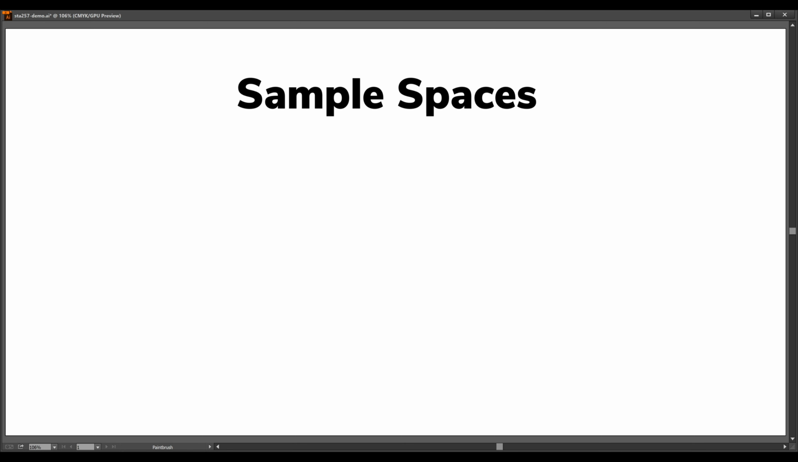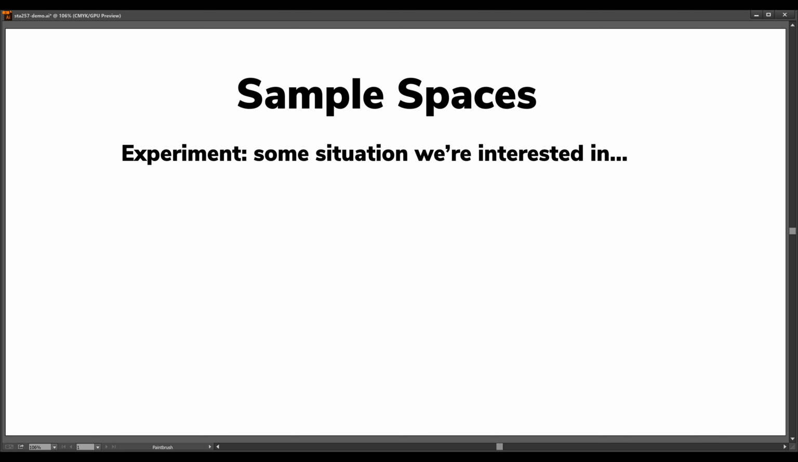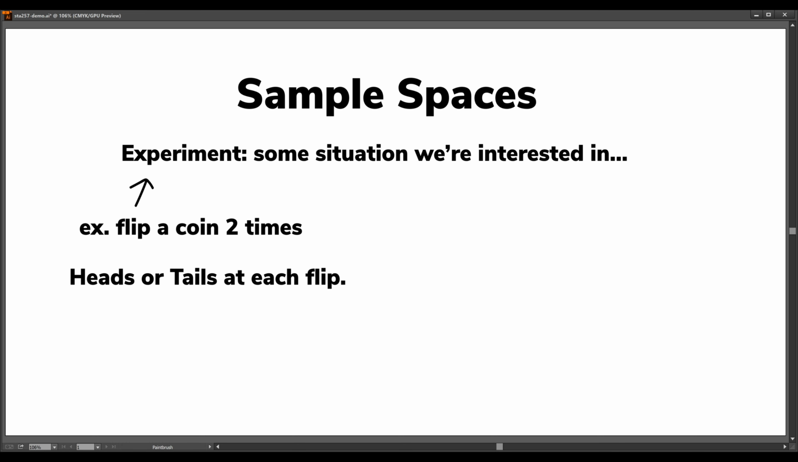When it comes to probability theory, sample spaces are a fundamental concept because they help us identify the possible outcomes we can have in some experiment. Now, an experiment is just some situation we're interested in, and as an example, we can have a coin flipped 2 times. That's an experiment.